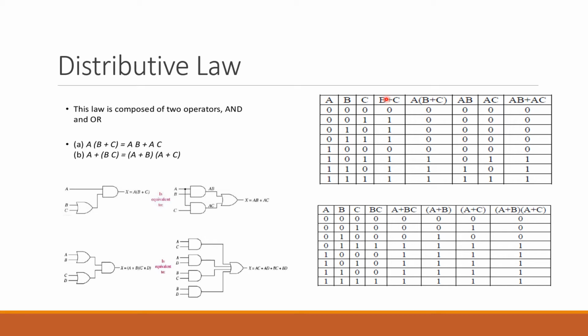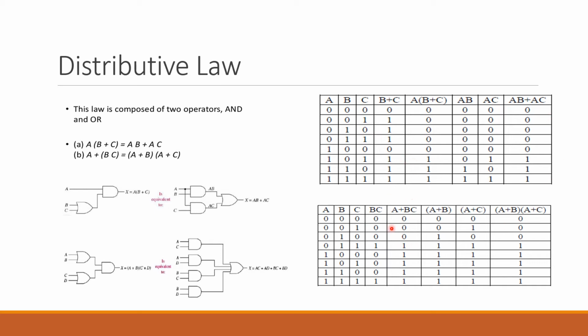In first law we have three inputs, here 8 combinations of inputs. Here first we have to calculate the b plus c, which is in the bracket, and a dot b plus c, and we have to calculate ab and ac and ab plus ac. So we get the same answer for the left hand side a into b plus c and the right hand side ab plus ac.